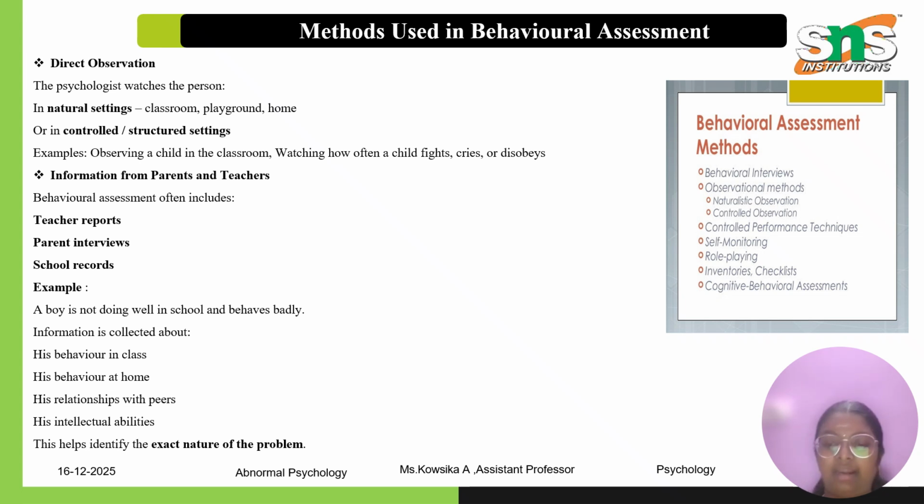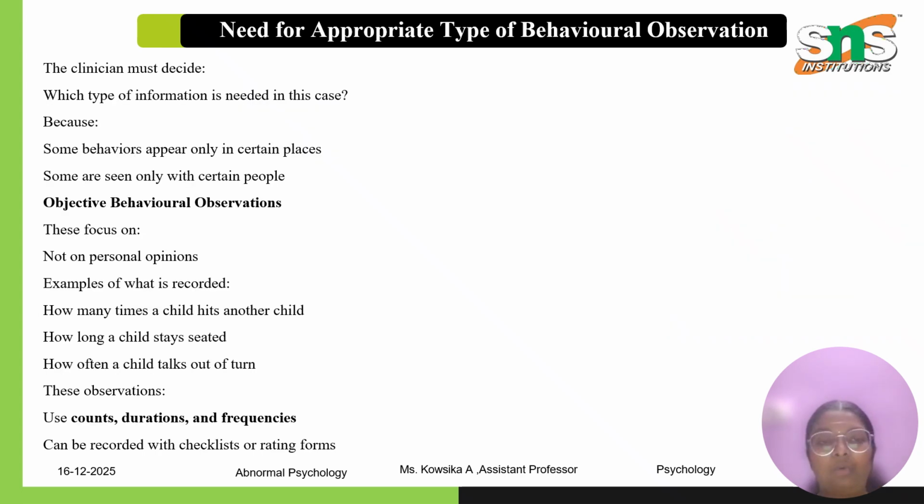How will the data be collected? Information is collected about how that particular boy is behaving in class, his behavior at home, his relationship with friends, and his intellectual abilities. These help to identify the exact nature of the problem of that individual. So we'll collect the data from their surroundings like parents, teachers, family members, friends and peers.